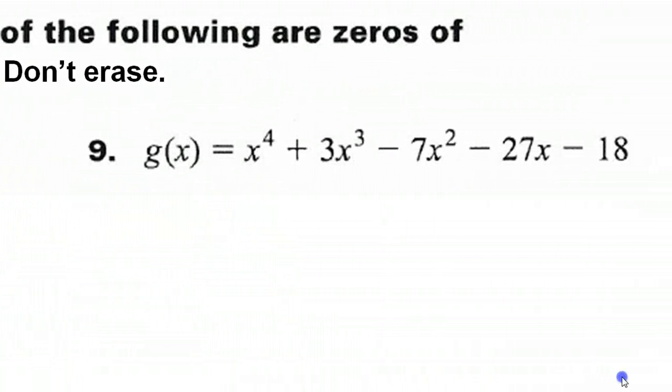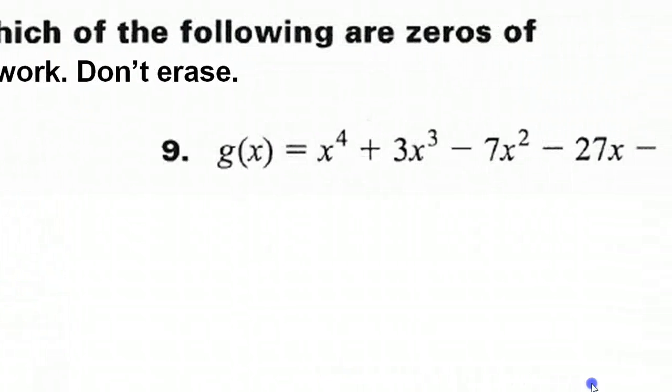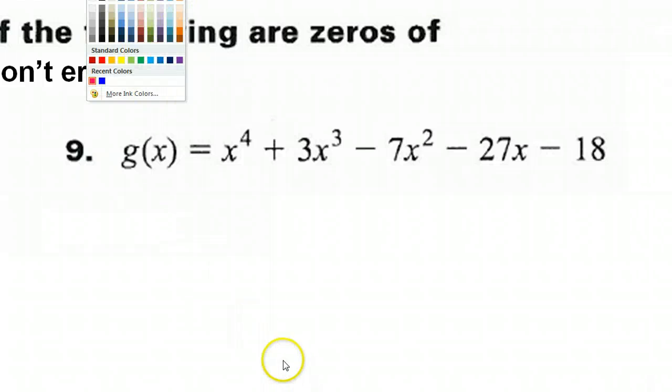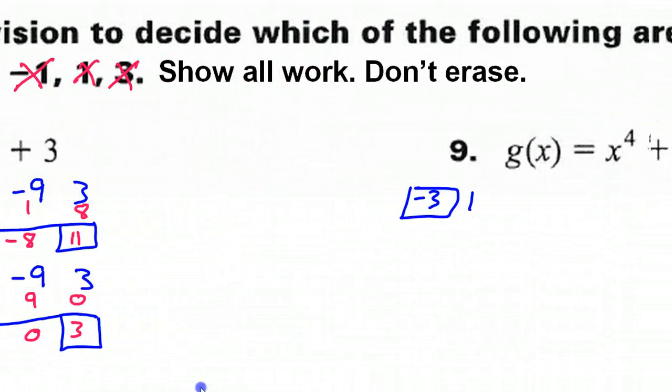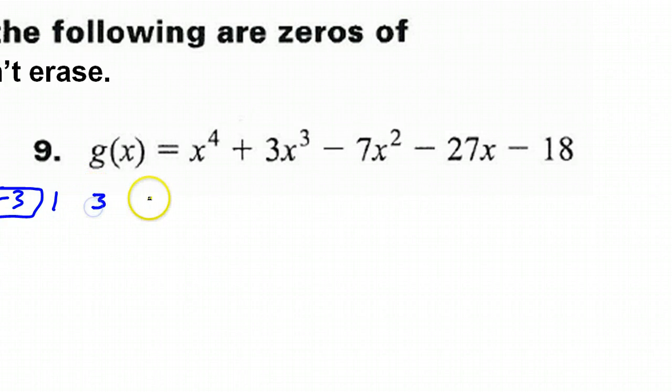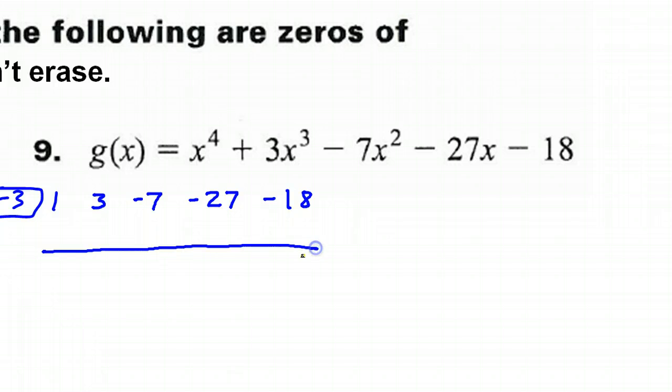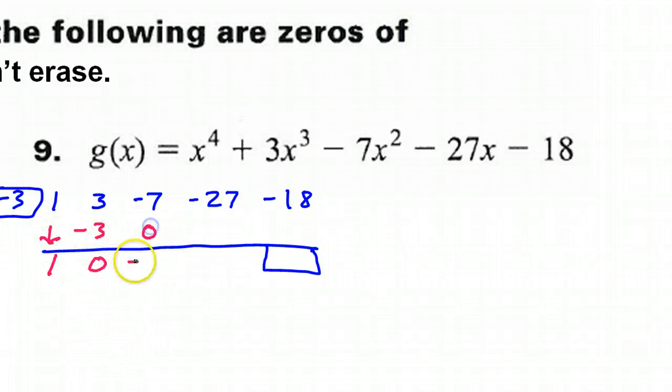Okay, let's see what happens with number 9. We're supposed to check the same 4 numbers. Okay, so here we go. So once again, we will check -3. So what we have here, we've got 1, see 4, 3, 2, 1, 0. Nothing's missing. Alright, just making sure we did everything right. Okay, so 1, 3, -7, -27, -18. Okay, so that is negative 3, that's 0, so that's 0, so that's negative 7, so that's 21. Okay, so that's negative 6, so that is 18.